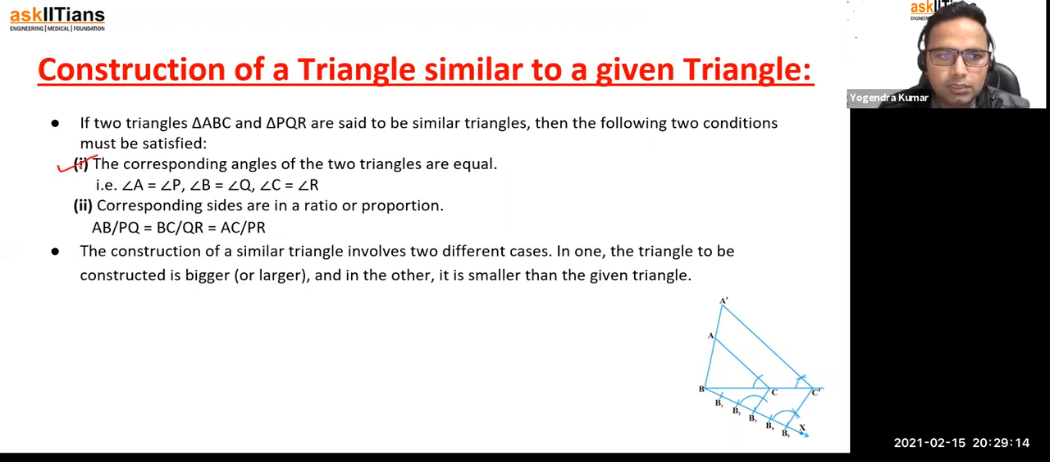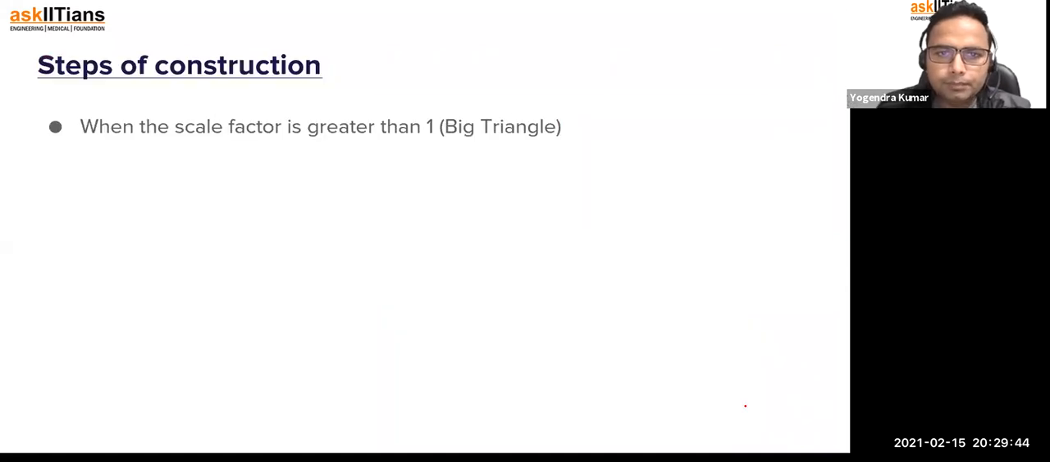Now this is what similar means. When do we say that two triangles are similar? By this property. Now construction of a triangle similar to a triangle involves two different cases. In one, the triangle to be constructed is bigger. In the other one, it is smaller. It could be smaller or it could be bigger. Again, as we have learned already, like the line segment construction, the ratio construction concept we are going to utilize here.